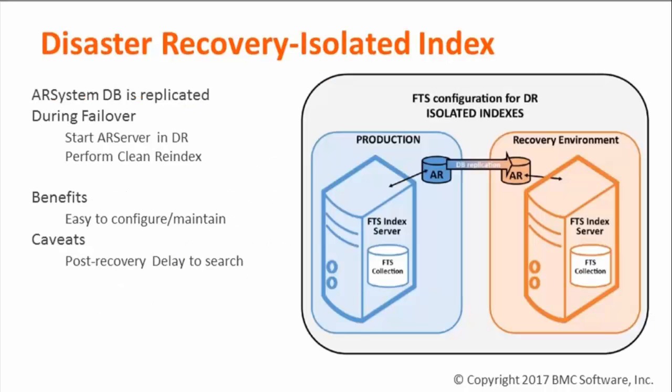So option one, isolated index. This is a very simple recovery option. When recovery has been initiated, the BMC Remedy AR system in the recovery environment is started up in the usual manner. After the system is up and ready, the Remedy administrator will trigger a full FTS reindex. Now this includes clearing out the FT pending table, removing all the files from the collection directory, and then performing a full reindex. The benefits to this are that it's very simple, easy to maintain, and easy to set up, but the caveat is that because you have to perform a full reindex after the recovery took place, there will be a delay for end users before they can perform a full text search.